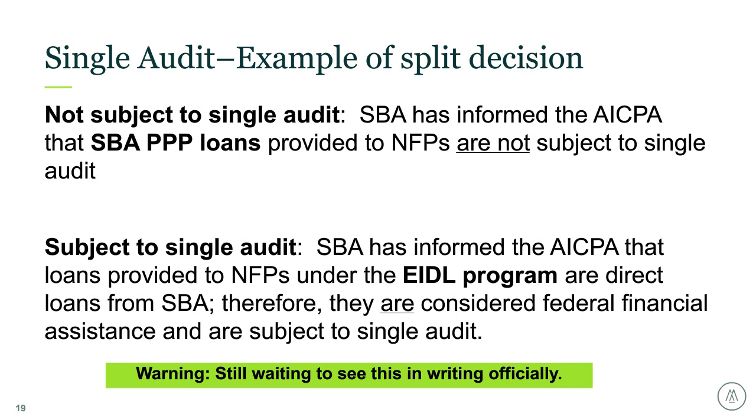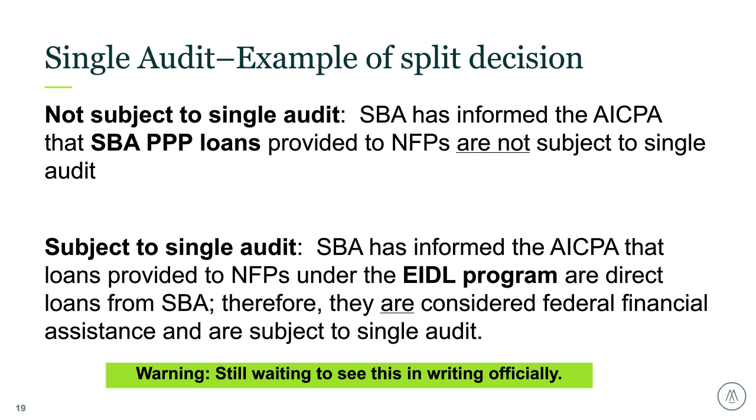One of the biggest questions that we've heard from our clients is whether the issuance of these loans are subject to uniform guidance, specifically within the not-for-profit sector, although others are impacted as well. Luckily, in this case, the SBA has provided some answers, and they are different for the two types of loans. The SBA concluded that the PPP loans are not subject to single audit. These loans were made through a bank to a not-for-profit or a for-profit entity.